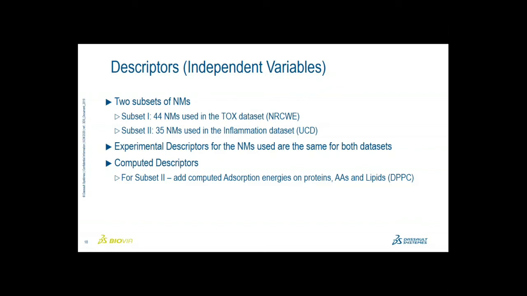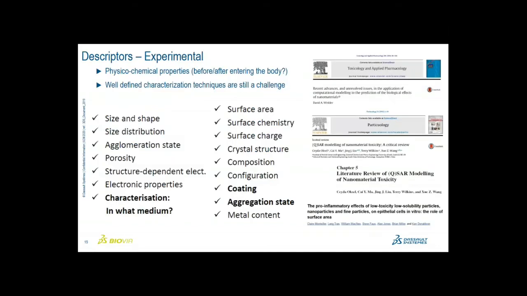For the computed descriptors in the lab, so the adsorption energy and protein, I believe that is what Sasha Vlad will show later. How Nick mentioned the corresponding potential to look at the adsorption of those nanoparticles on given proteins and amino acids and so forth. So we will use that set of descriptors as well in our SAR.